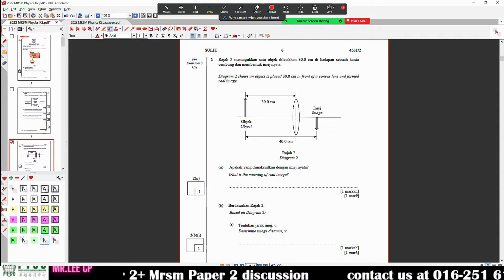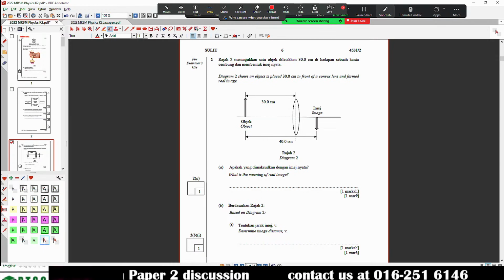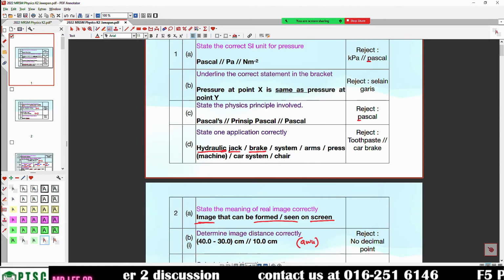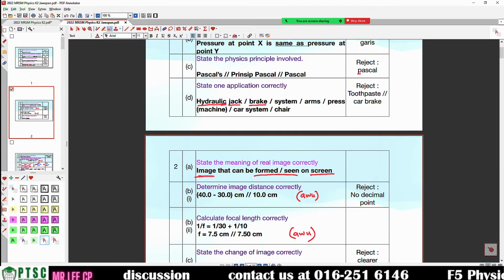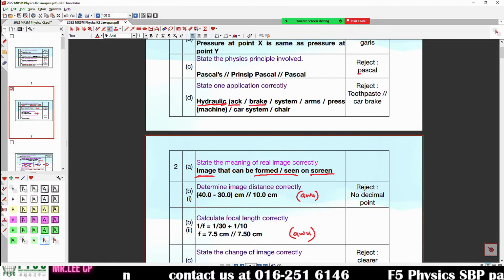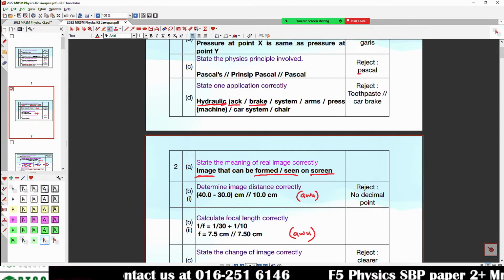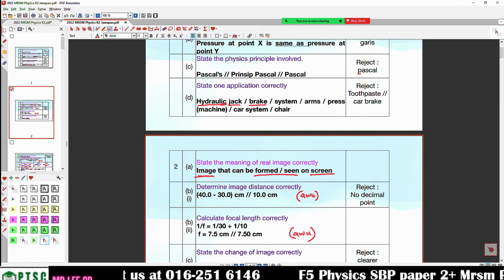Alright, so what is the meaning of real image? Real image is the image that can form on the screen. Real image that can form on the screen, can be seen on the screen, nothing else. Can see on the screen, can form on the screen. Normally we say can form on the screen. Image form on the screen.